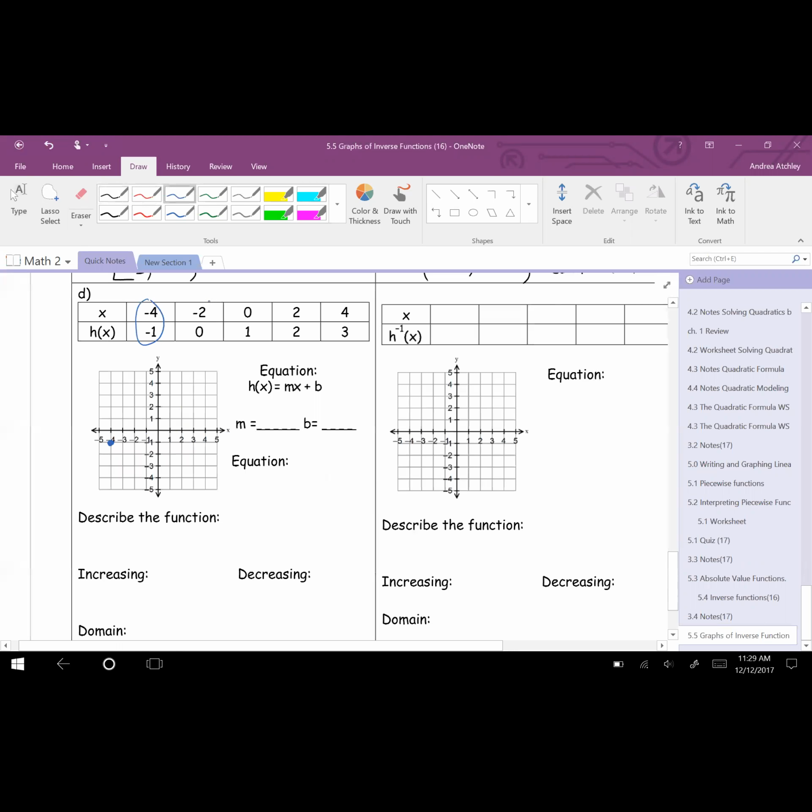Then I'm going to graph -2, 0. I'm going to go where x is -2 and y is 0. Then I'm going to graph 0, 1. Then I'm going to graph 2, 2. Then I'm going to graph 4, 3. And then this is my wonderful graph.